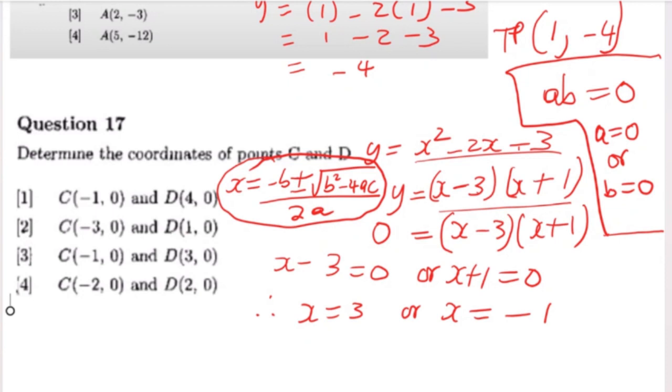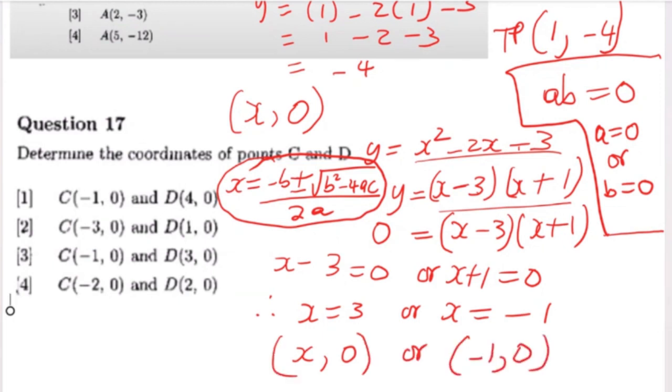So now how do I write this? Remember, for your x-intercept, you let your y be 0. Remember from yesterday, we said your x-intercepts, you write them in this form: x comma 0, in coordinate form. Your x is 3, so I'm looking for 3 comma 0, or this one is minus 1 comma 0. There they are, so these are your coordinates. That's one way.